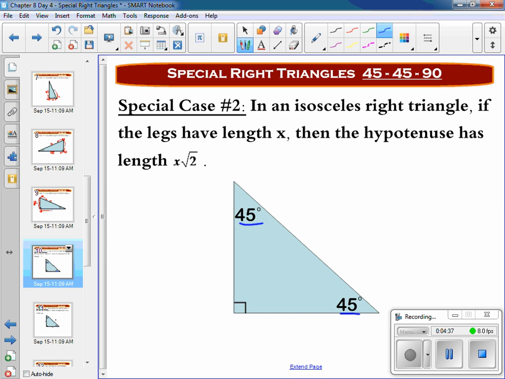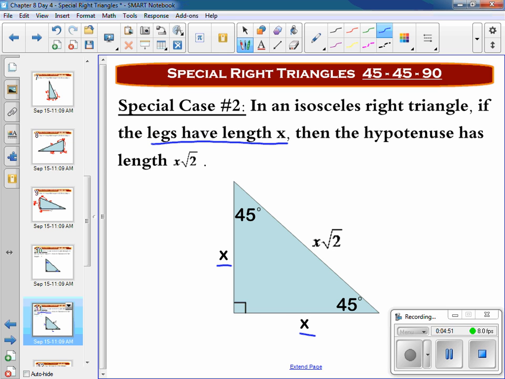Okay, so in that isosceles right triangle, if the legs have length x, then the hypotenuse has length x times the square root of 2. So here are my legs, x and x, and the hypotenuse, the longer side, the one across from the right angle, has length x times the square root of 2.